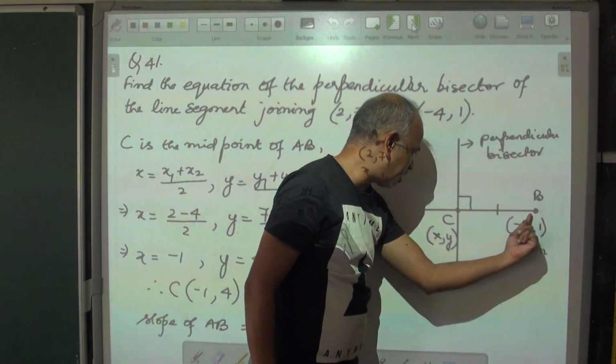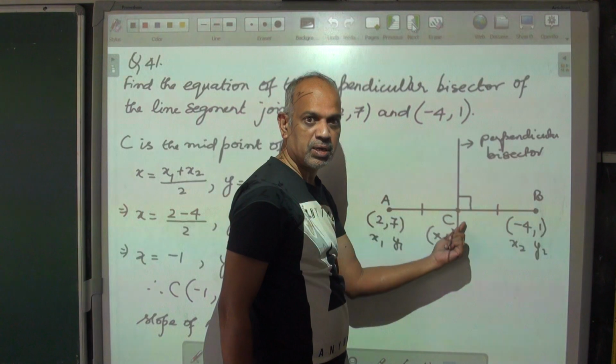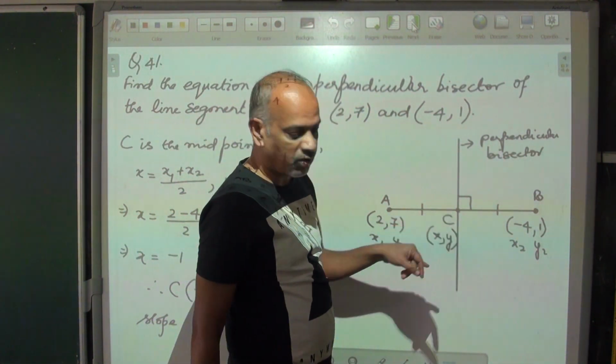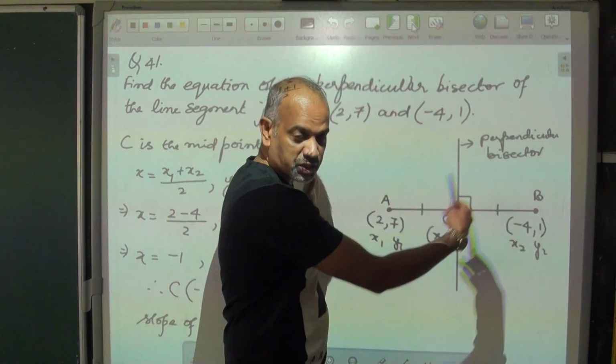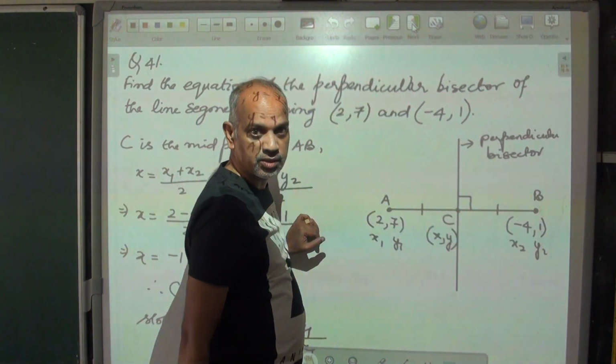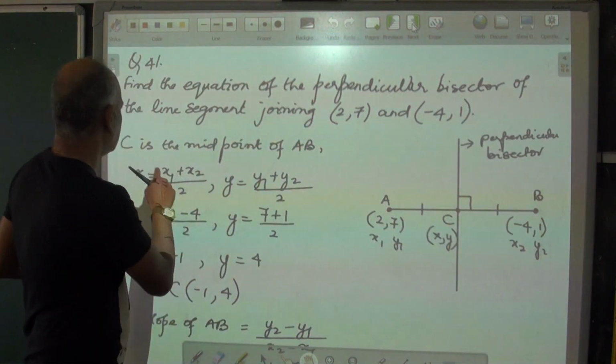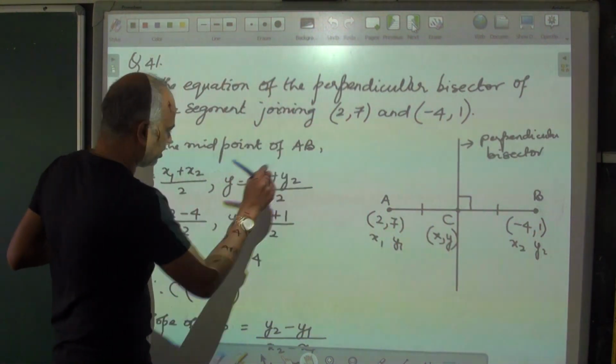Because this and this are equal, C is called the midpoint. So C is the midpoint, which can be found because you know A and B, the 2 extreme points. You can find the midpoint using the midpoint formula. First, let's find C.